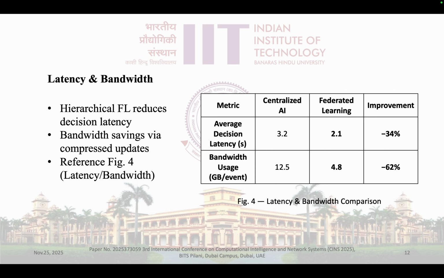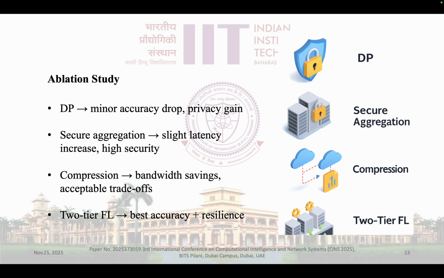Latency and bandwidth were also improved. The average decision latency was reduced, an improvement of minus 34%; less time was taken, in seconds. Similarly, bandwidth usage also got reduced. In centralized AI it was 12.5 GB per event, and in federated learning the simulation showed good enhancement, and it was only 4.8 GB per event.